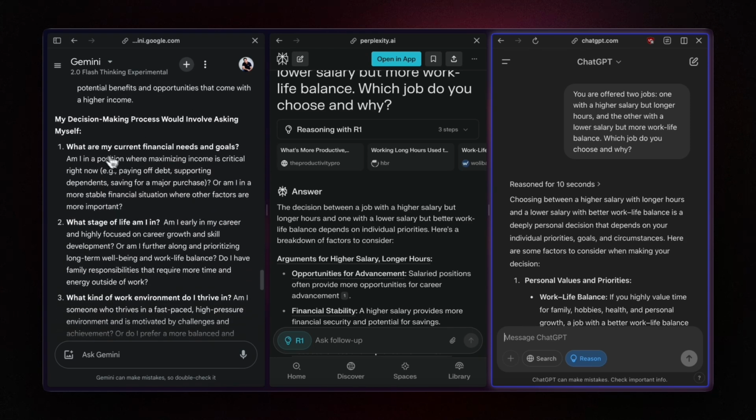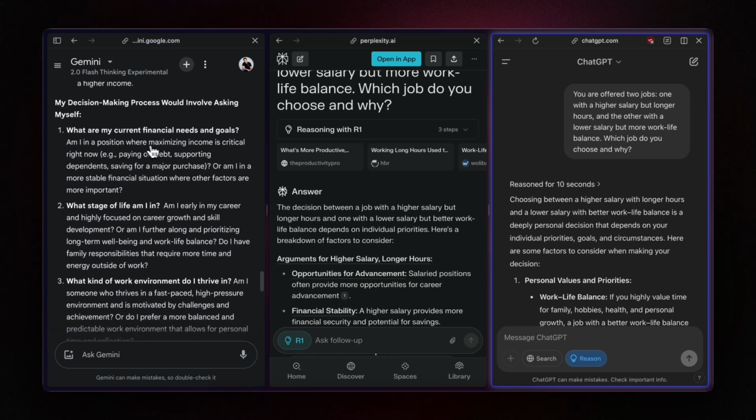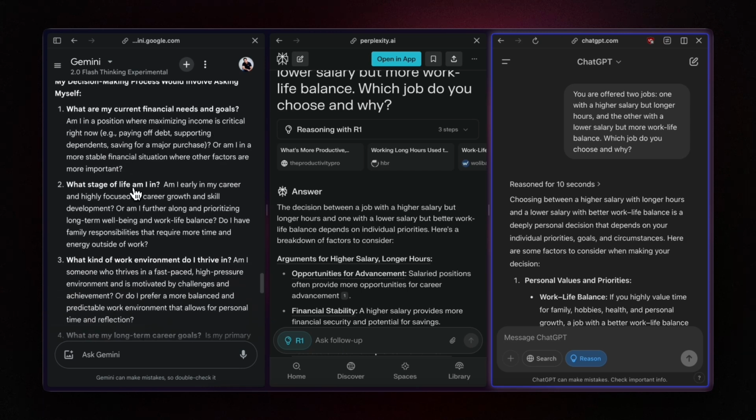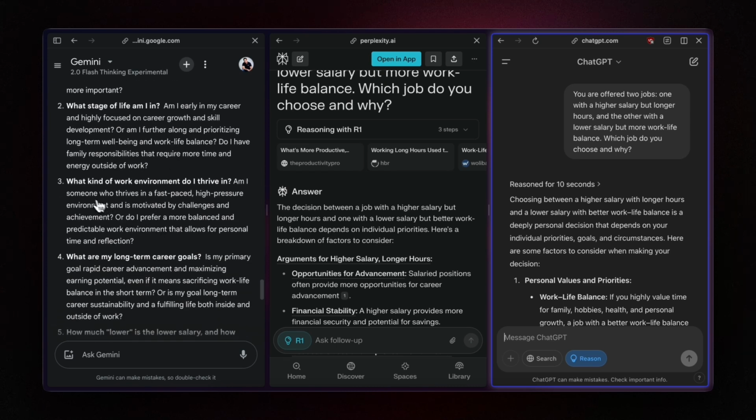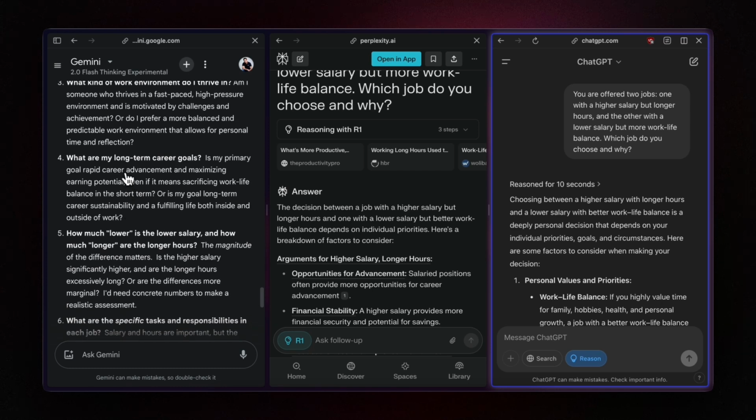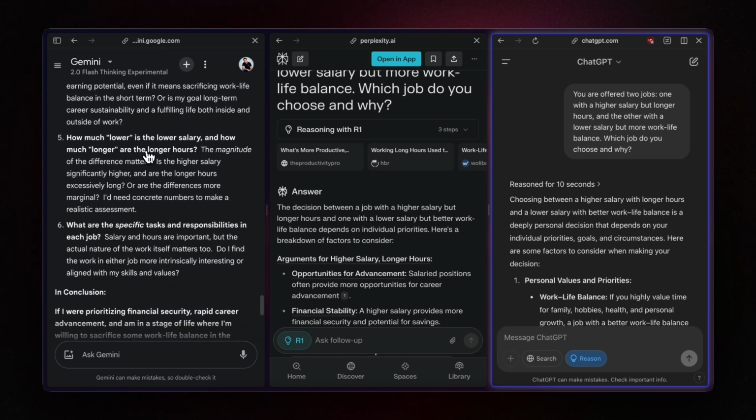My decisions would be, what are my current financial needs and goals? Am I in a position where maximizing income is critical right now, or no? What stage of life am I in? The kind of work environment? What are my long-term career goals? How much lower is the lower salary, and how much longer are the longer hours?